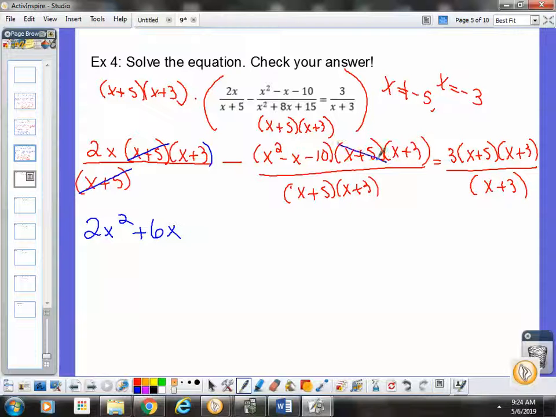For the middle term, I know the x plus 5s and the x plus 3s are going to cancel. Do I have anything to distribute here? Yes. What do I need to distribute? Negative 1 right here. I'm going to go ahead and distribute that. I have negative x squared plus x plus 10.